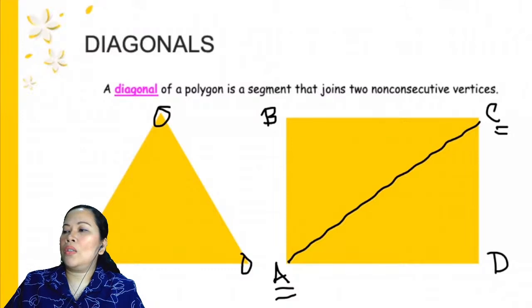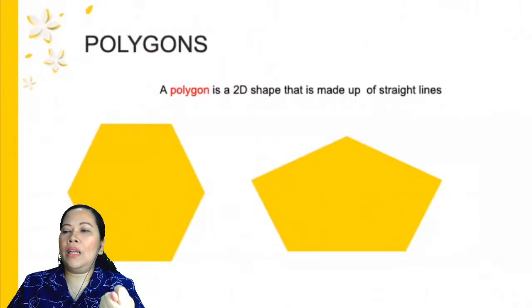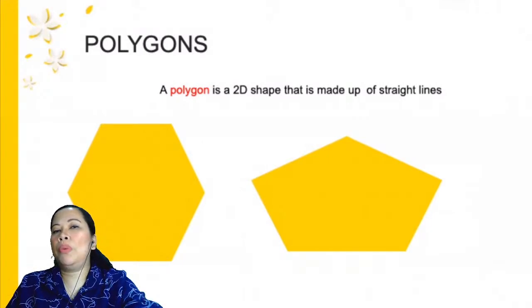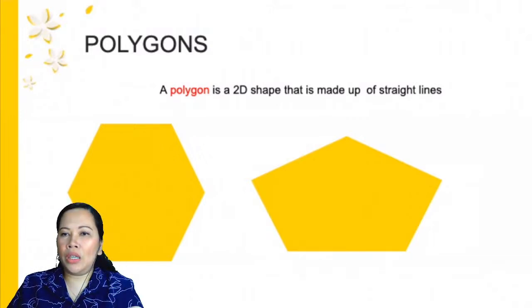Okay, so that is our diagonals. Why are diagonals important? Diagonals are important because in a polygon, we will be able to understand the sum of interior angles or the sum of exterior angles based on diagonals.